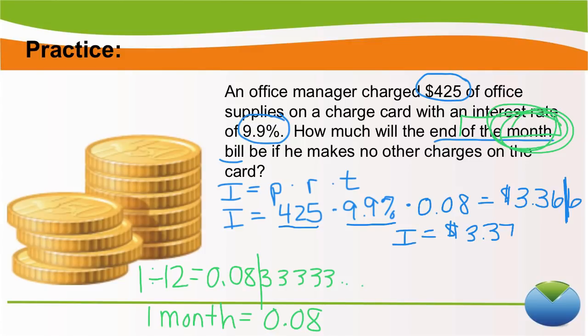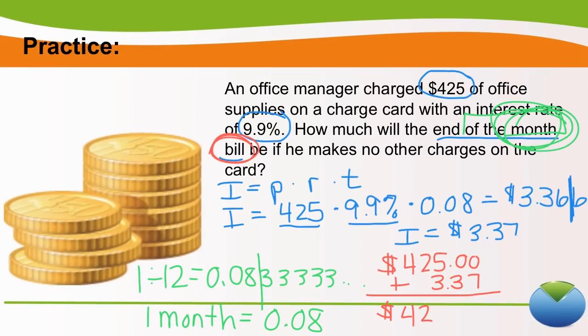$3.37. Now, it'd be awfully nice if you only had to pay the $3.37, but credit card companies are kind of particular. They say when they send you the bill, you have to pay back what you borrowed, the $425, and the interest. And so the bill will come to you saying you owe, or the office worker owes, $28.37.